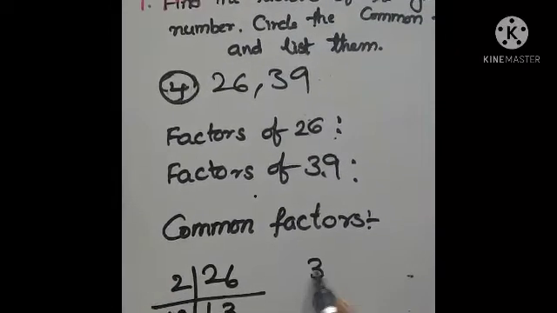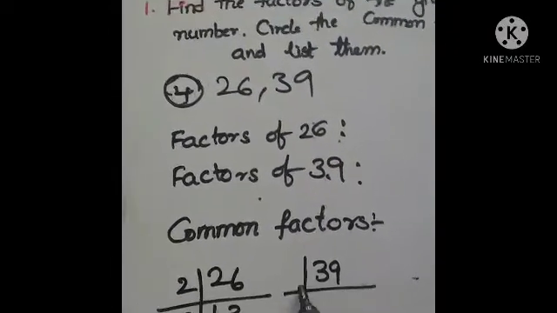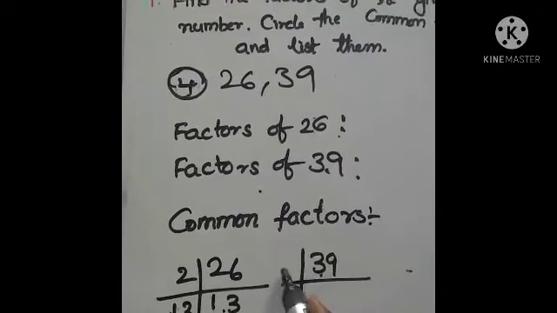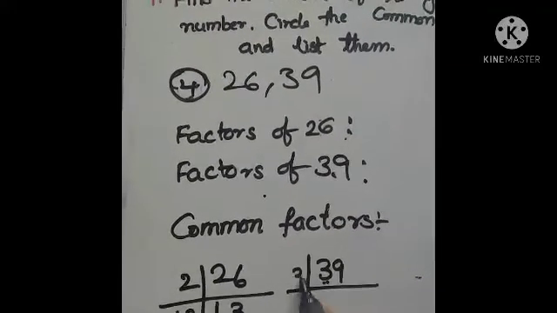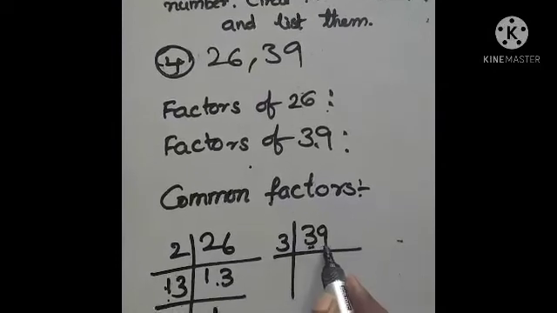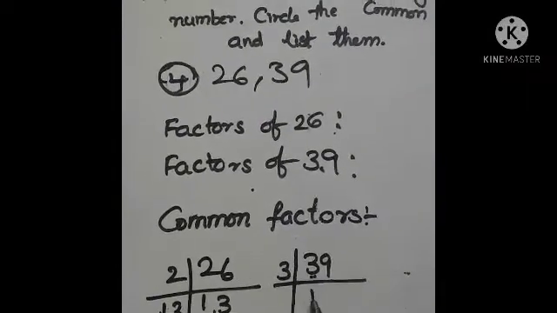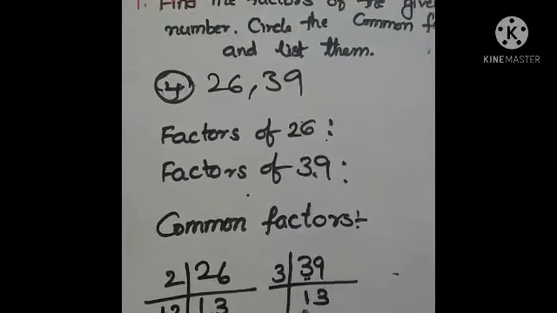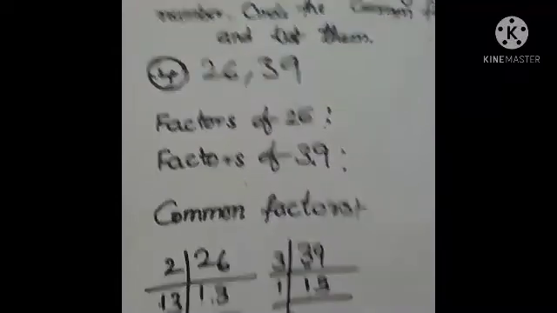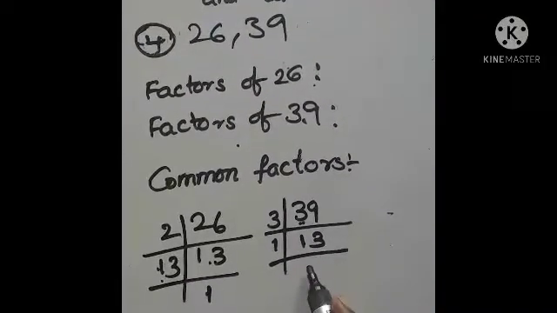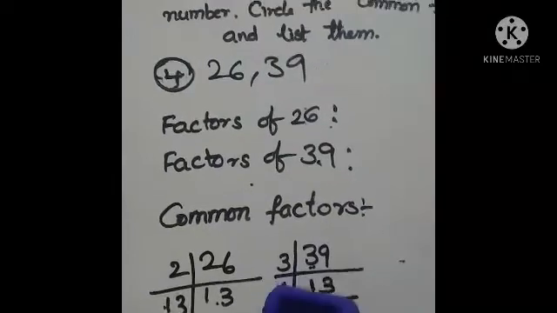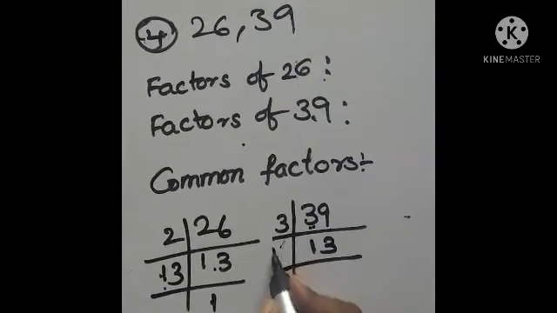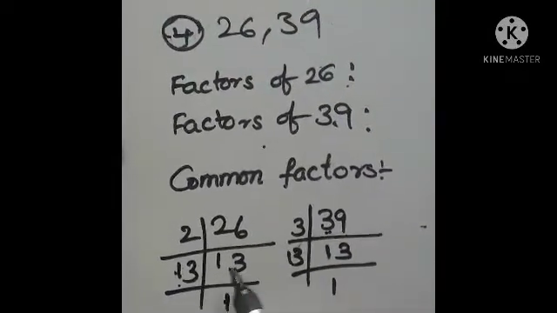Next, we have to take 39. What number do we have to take to divide? Here we have to take 3, because there is no even number here, only odd. 3 1s are 3, 3 13s are 39. So again we get 13. 1 13s are 13, or 13 1s are 13.